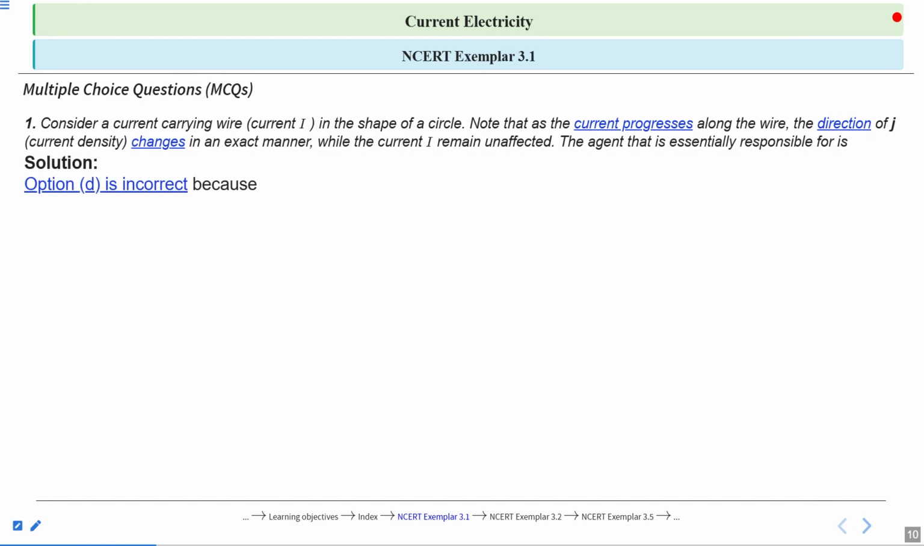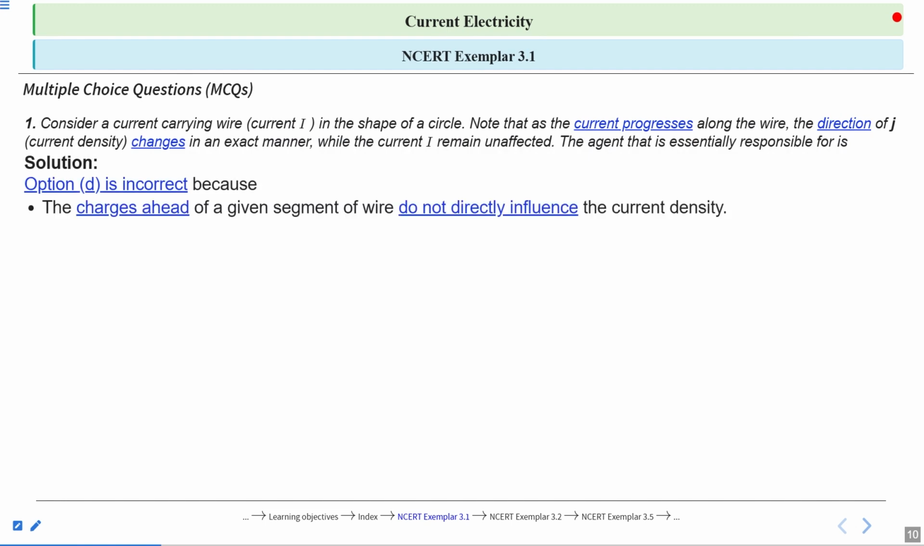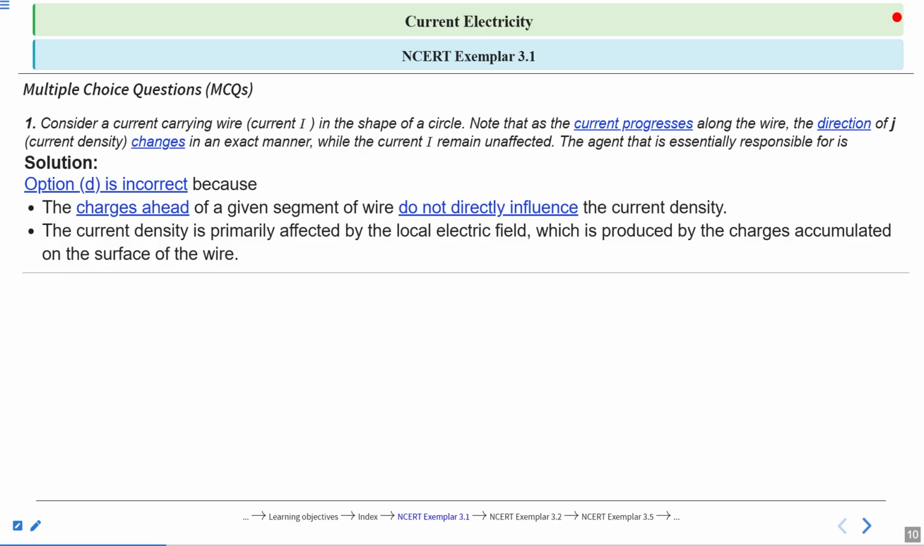Option D is incorrect because the charges ahead of a given segment of wire do not directly influence the current. Similarly to the previous option C, charges behind or ahead do not directly influence the current density. The current density is primarily affected by the local electric field, as I've already mentioned, which is produced by charges accumulated on the surface of the wire.